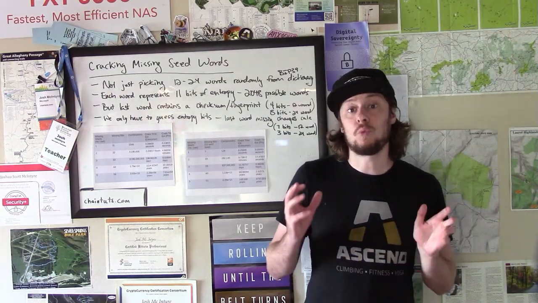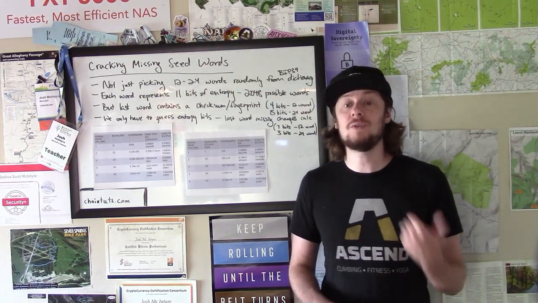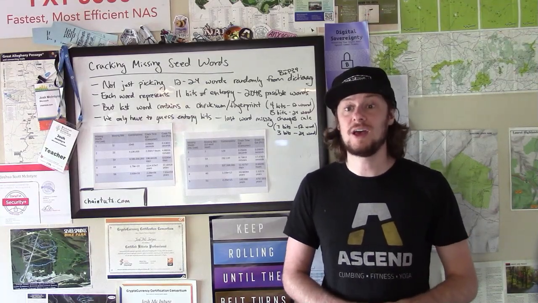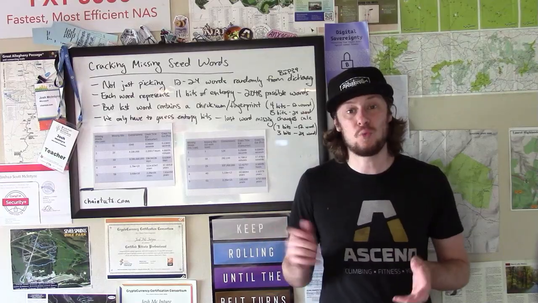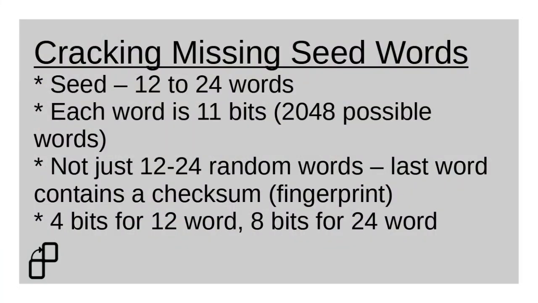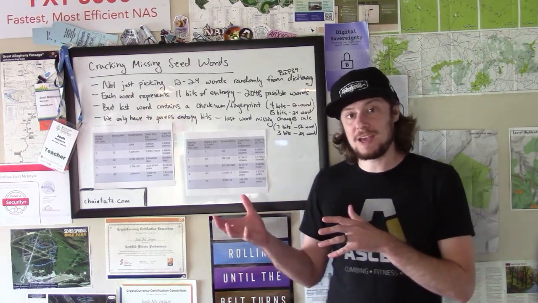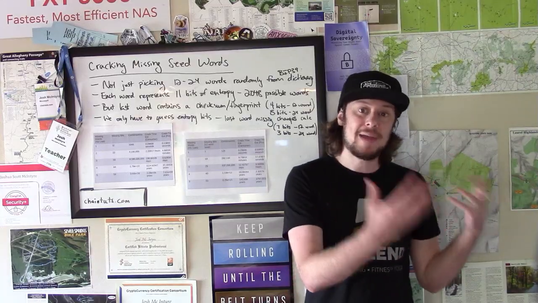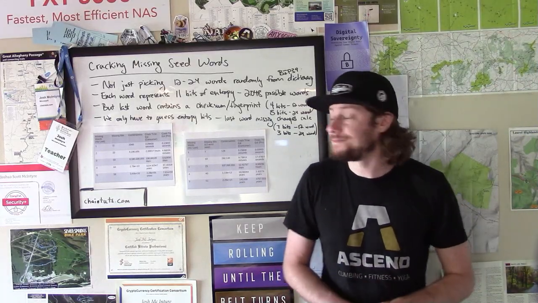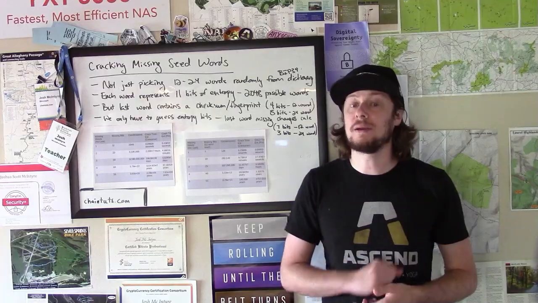The algorithm starts with 128 or 256 bits of entropy, or randomness, generated by your computer's secure random source. That entropy is then encoded as the words, but the last word contains a special bit of information called a checksum, or a fingerprint. This basically allows the computer to validate that the preceding data is correct. So the fingerprint is generated from the main entropy generated by the computer. And this does change the equation a bit when we're talking about recovering missing seed words.